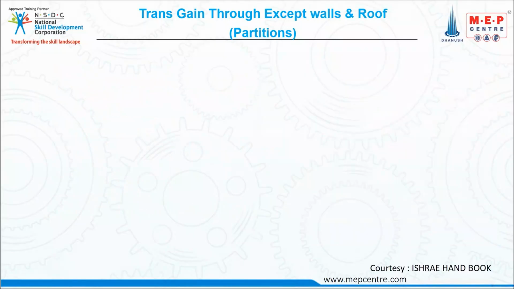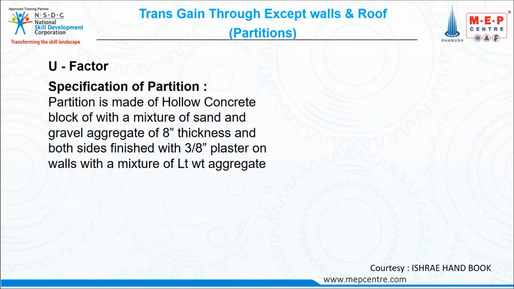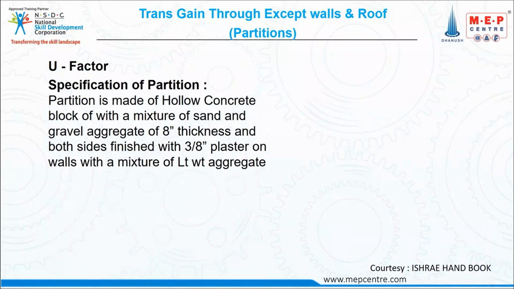Next, we got the area, now we need the U factor. So partition is made of hollow concrete block with a mixture of sand and gravel aggregate of 8-inch thickness and both sides finished with 3 by 8-inch plaster walls with a mixture of lightweight aggregate. Okay.